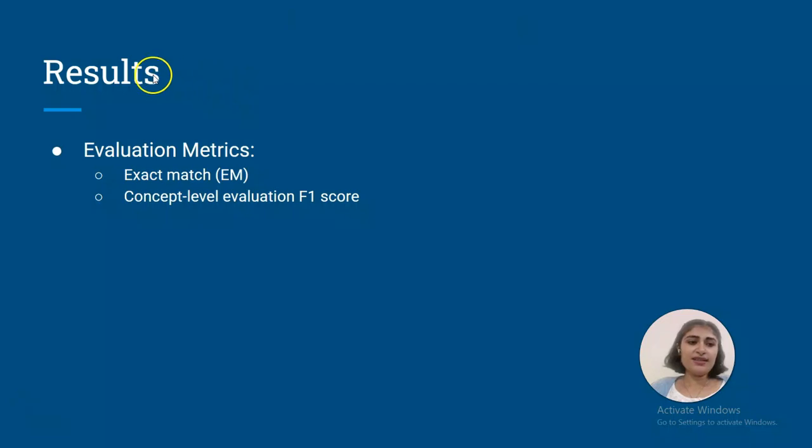For the results, the evaluation metrics were the exact match and the concept-level evaluation F1 score. The exact match means there is a golden answer of one or two phrases, which is compared for exactly the same wording to what the model gives. The concept level is more relaxed, where we don't need the same wording, but an answer similar to the gold one.